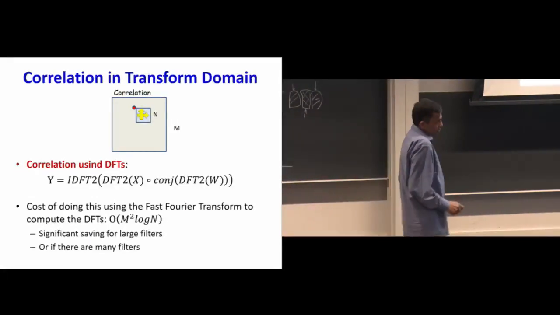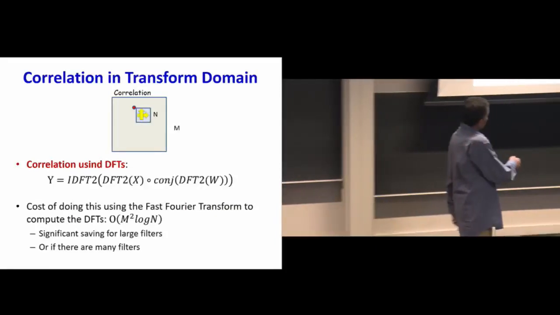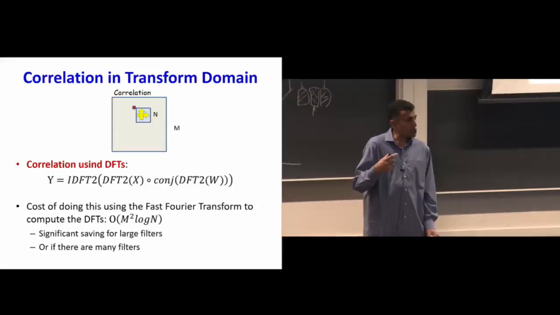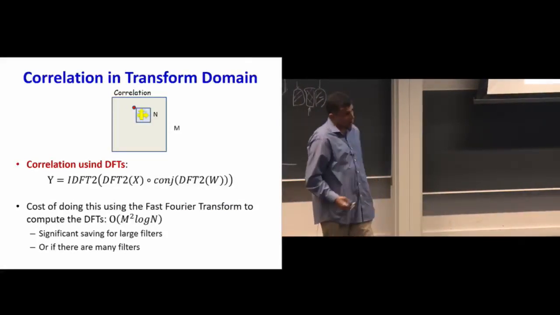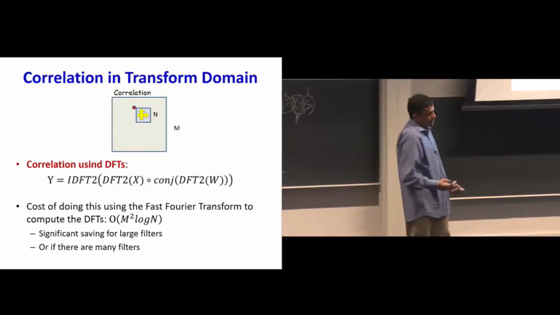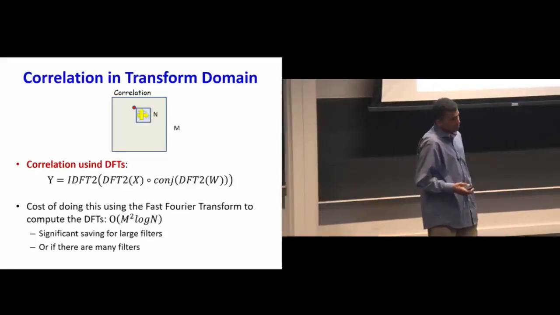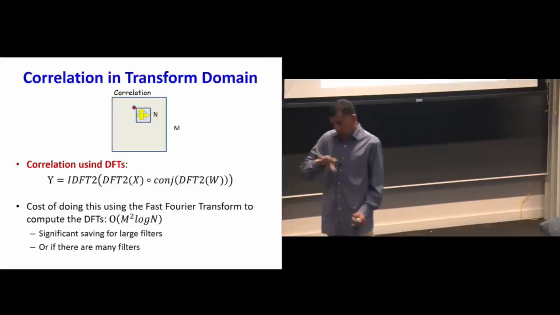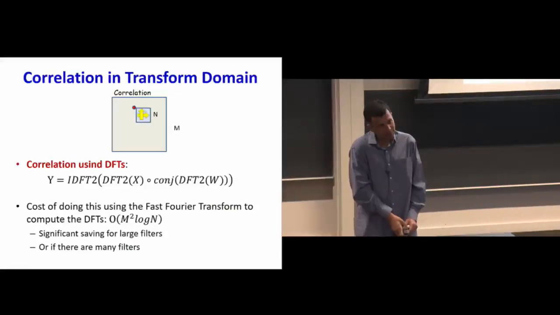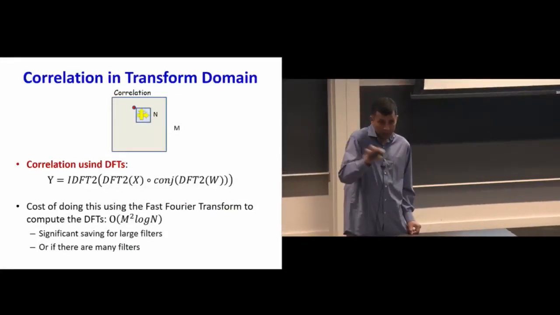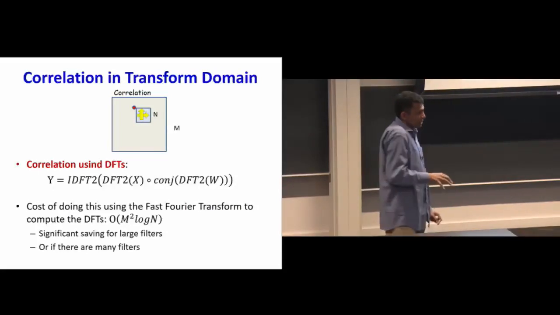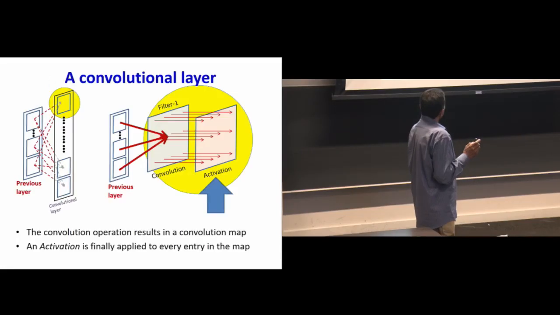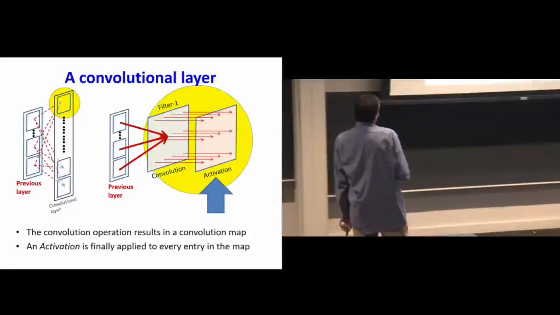Whereas if I do it in the Fourier transform domain, it turns out you can just do it in order m squared log n. And for large filters, this can be a significant saving in terms of computation. Also, if you're doing this many, many times, then this can be a significant saving. But again, these are just the mechanics of it. The point is, the act of scanning is convolution, and it can be done in different ways. And it's computationally efficient to think of it as scanning with individual filters as opposed to scanning with an entire network.